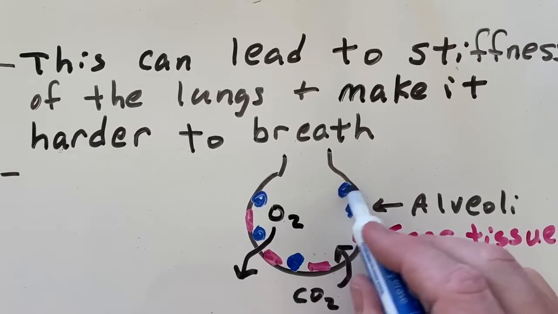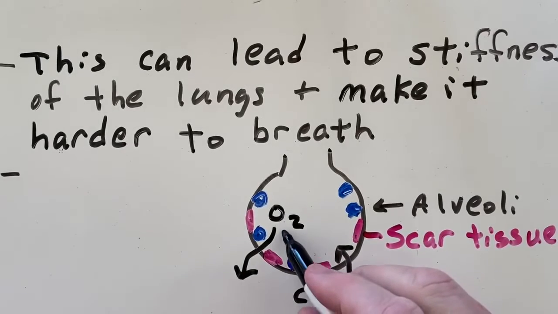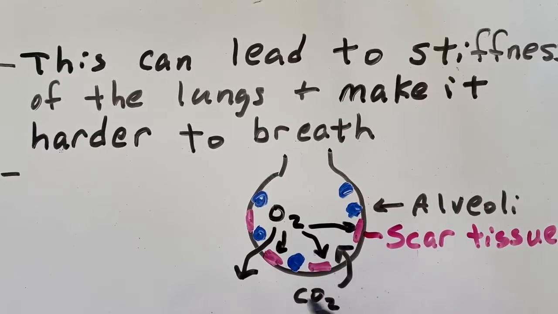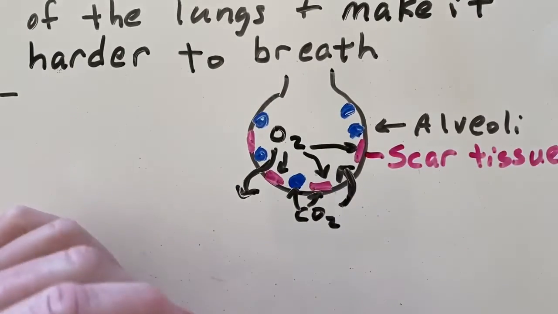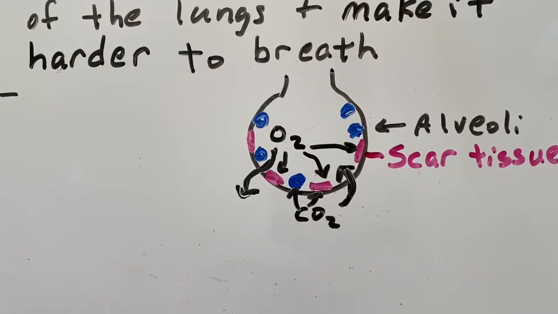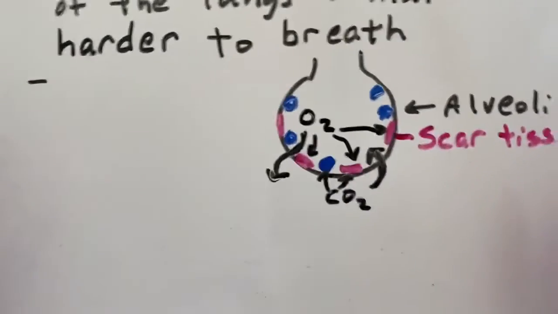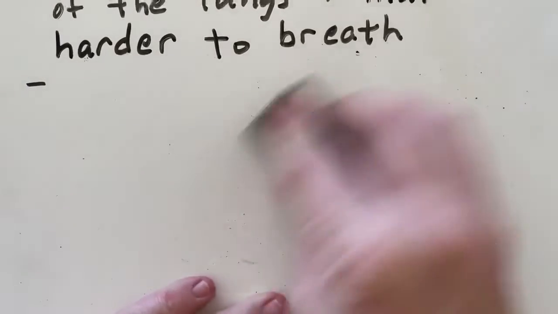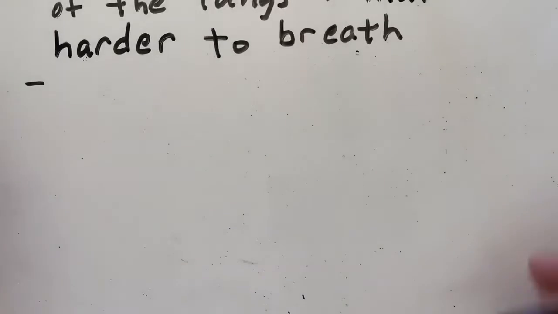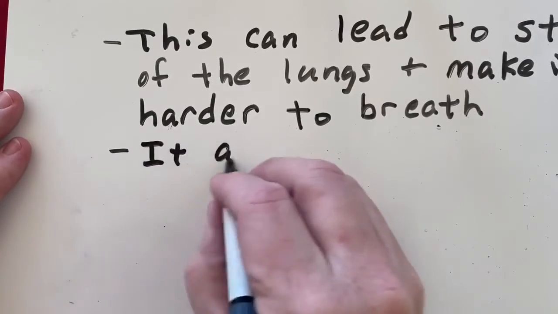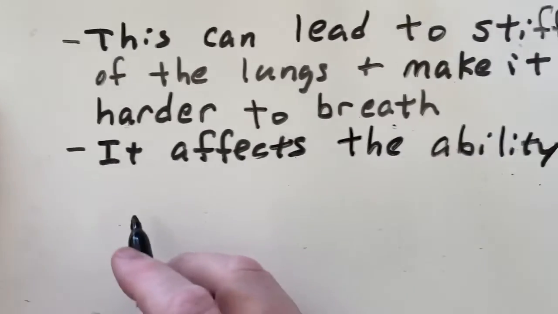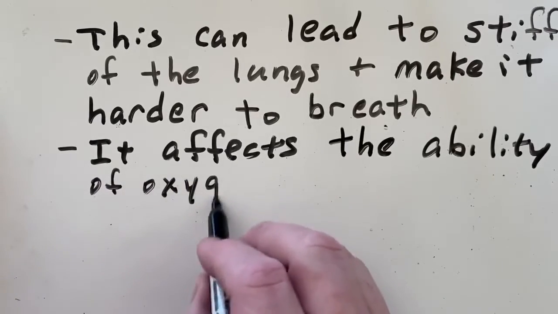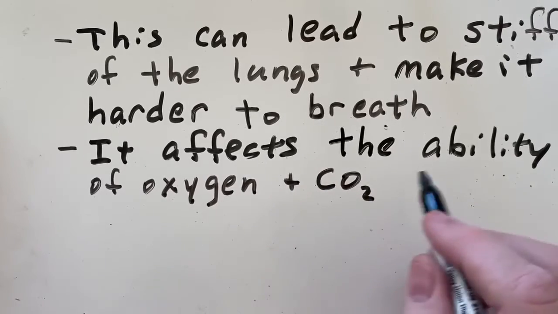Can you see now that instead of oxygen, let's say I had oxygen coming out from all these areas, now it's kind of getting blocked, just like my carbon dioxide would be getting blocked trying to get back in. I know I show it only coming out right here and going in right here, but technically it's all over the alveolus that oxygen goes in and carbon dioxide comes out. So it affects the ability of oxygen and carbon dioxide, I'm just going to put CO2 for carbon dioxide, to move in and out of the blood.